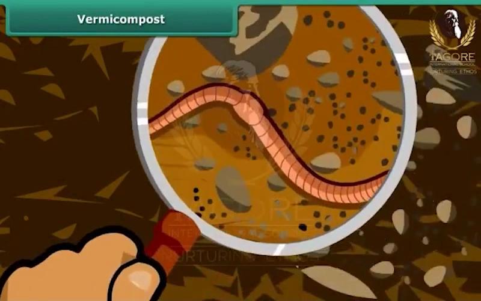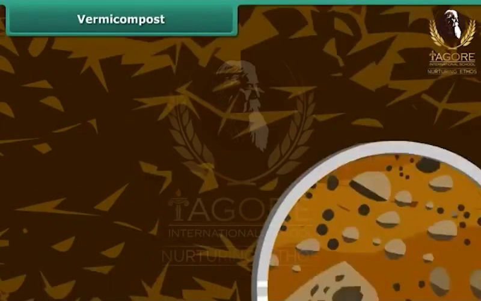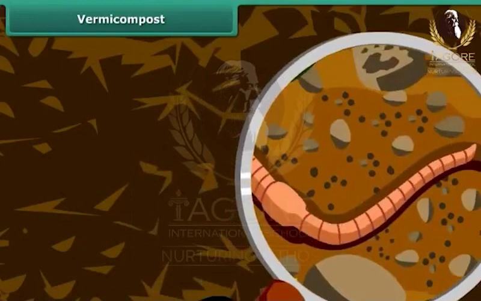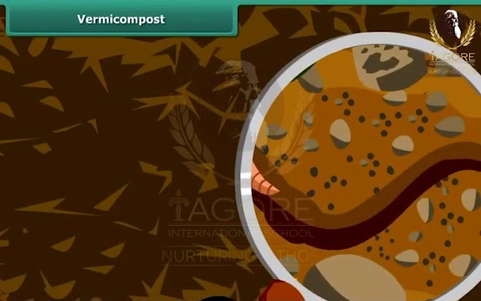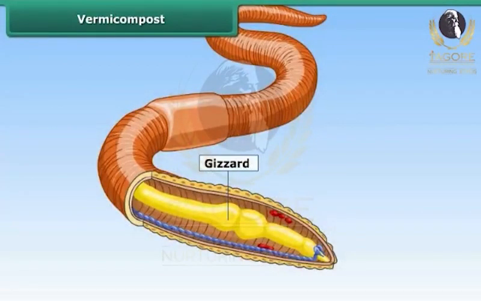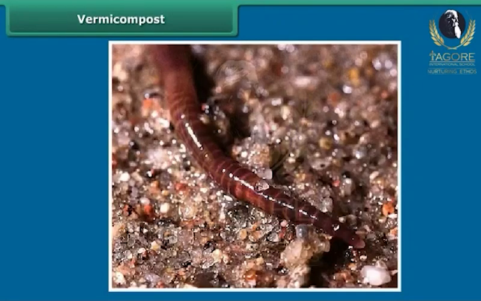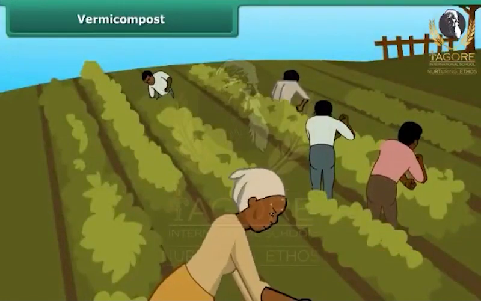Students, you might have seen earthworms in the rainy season. They convert the kitchen waste into compost. This is known as vermicomposting. The red worms used in vermicomposting do not have teeth. A special structure called the gizzard is present in them, which crushes down the food. These worms cannot live in a hot or cold environment, therefore moisture is required in the formation of vermicompost. The compost obtained from vermicomposting is used in agriculture.